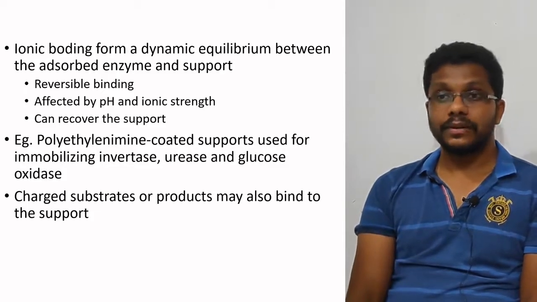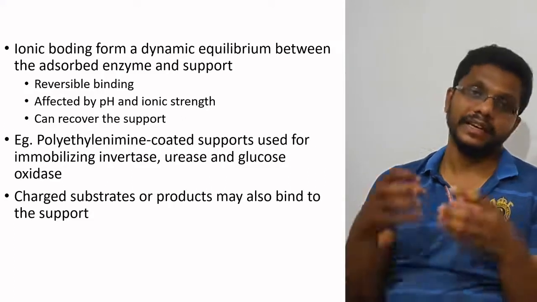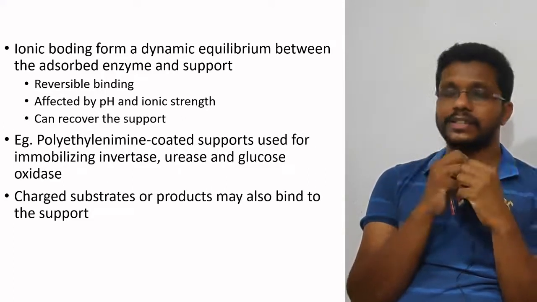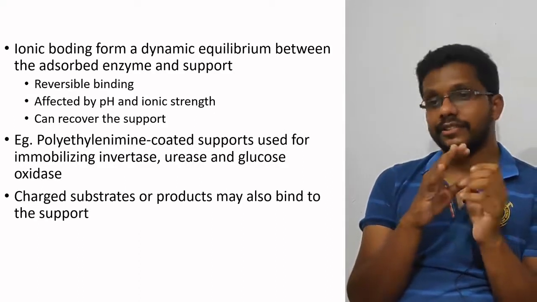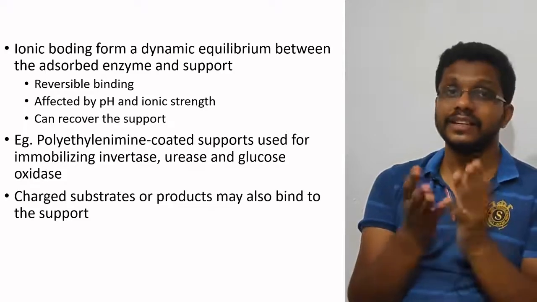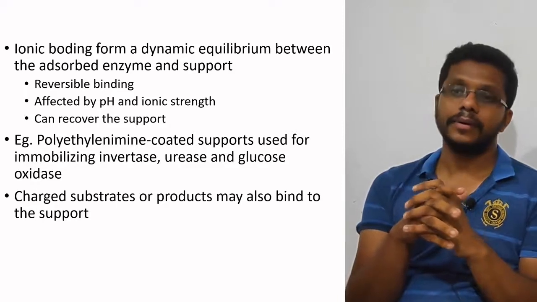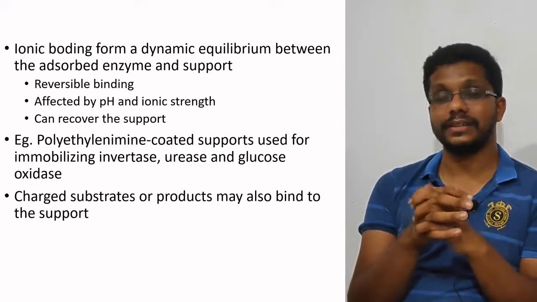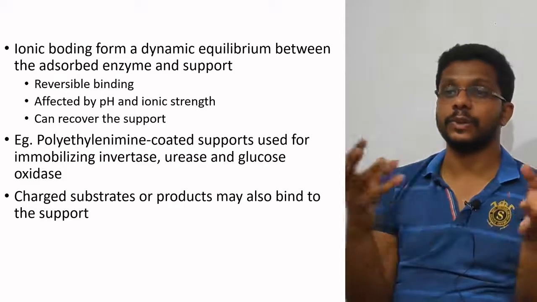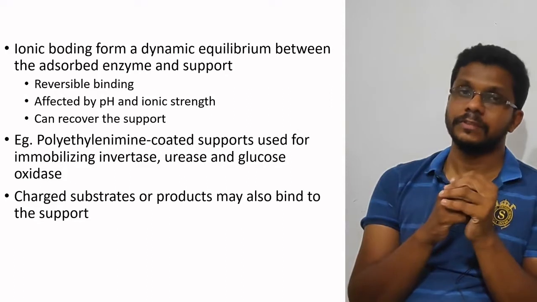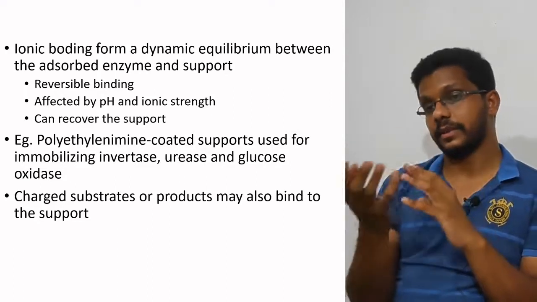The problem with ionic bonding is that it is always in dynamic equilibrium. So even if the enzyme is bound to the support because of the opposite charge, it is all easily reversible. If a change in pH or ion strength happens, the enzyme will be detached from the surface and it will leak. But we can easily recover the support. Another problem is that if our substrate or product is charged, it will also bind to the solid support. So ionic bonding is not highly recommended for many enzymes because of these limitations.